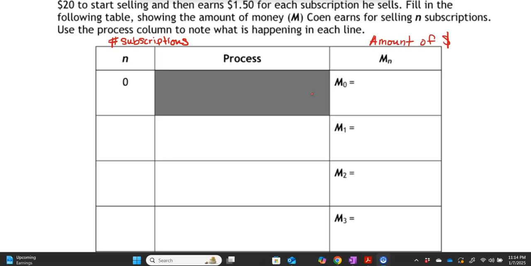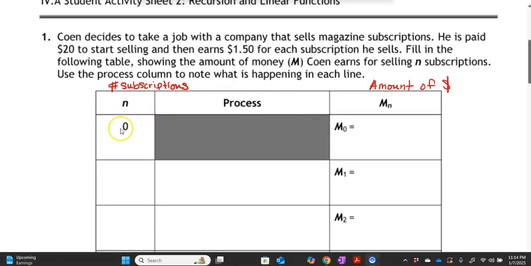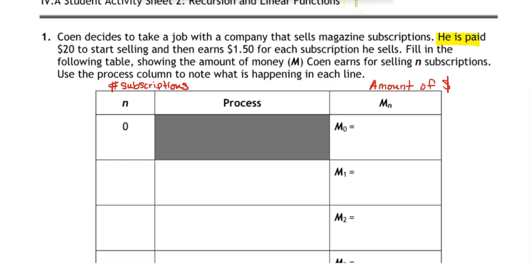In this scenario, when Cohen has sold 0 subscriptions, how much money does he have? Well, it tells us right here in the very beginning that he is paid $20 to start selling, then earns $1.50 for each subscription that he sells. Okay, so that's some useful information right there. So if we've sold no subscriptions, we've at least got that $20. So that's what we're going to put here. We got $20 right here.